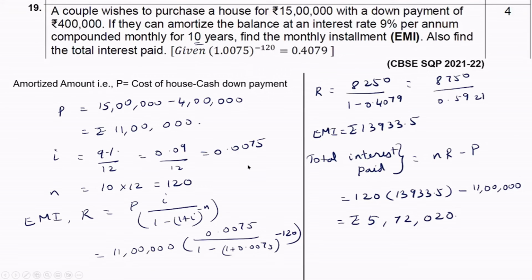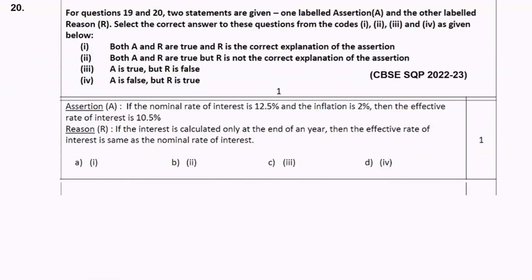So here writing what is given carries 1 mark. Then writing the formula for EMI carries 1 mark. Substituting the values and finding the value of EMI carries 1 mark. So a total of 3 marks for finding the value of EMI. Then for finding the total interest paid, it carries 1 mark. Now we will see the questions from this year's sample question paper.